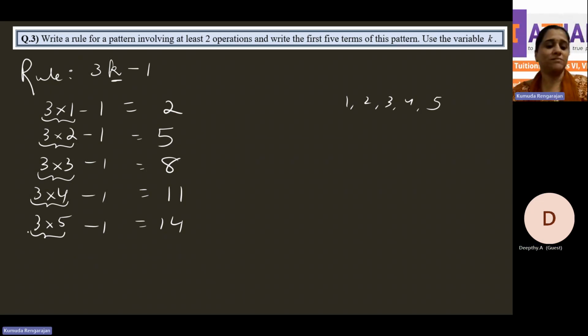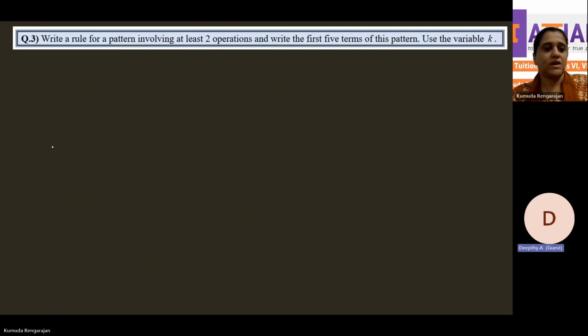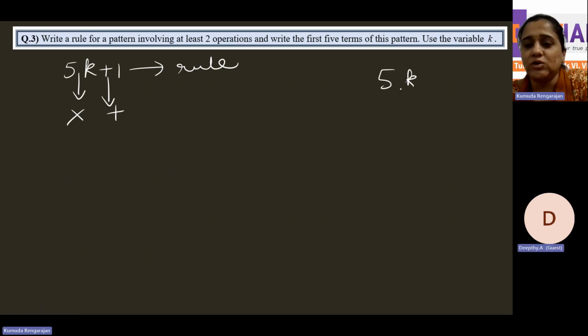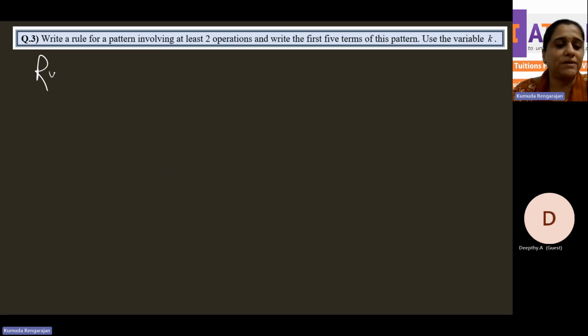Ma'am, I had taken the pattern 5k plus 1. Okay, 5k plus 1. So this is Deepti's rule. This is not a pattern, this is a rule. And this rule has multiplication as one operation and addition as the other operation. 5k means 5 into k. 5 into k, plus 1. The rule is 5k plus 1, okay?